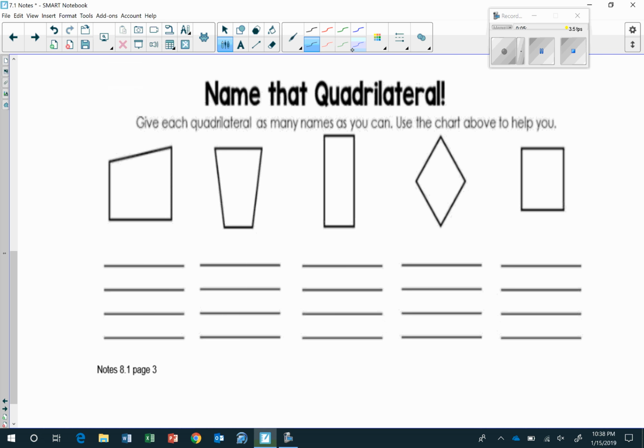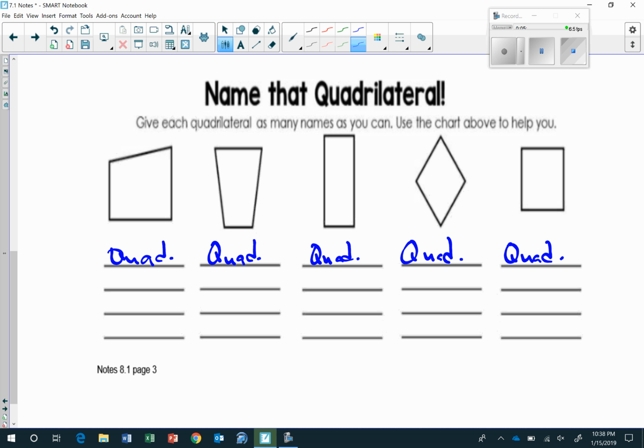So if you look at the bottom of this, it says, give each quadrilateral as many names as you can. So meaning we can have more than one name. Now for all of these, the first thing we can do is say that they're all quadrilaterals, and I'm just going to abbreviate that with quad. They are all four-sided polygons, so all of them can be called quadrilaterals. Every single one's a quadrilateral.